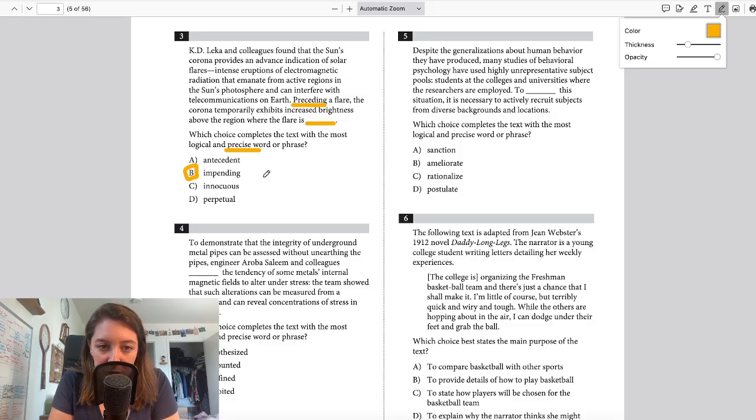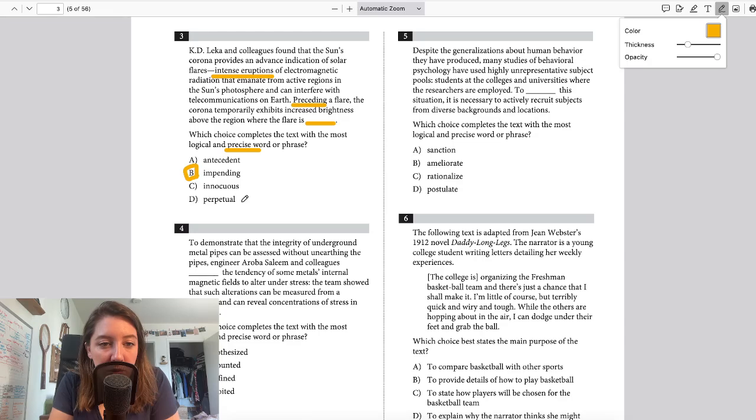So those are certainly not true. Or that one is certainly not true. Innocuous means kind of ignorable, right? It's not harmful. It's just a little thing that you don't need to worry about, right? But we know that this is a big problem, right? Intense eruptions that interfere with communications, right? So it's not going to be innocuous.